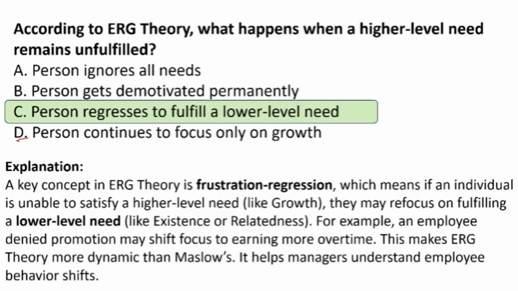A key concept in ERG theory, which you first need to understand, is frustration-regression, which means if an individual is unable to satisfy a higher level need, okay, what is that higher level need? That is growth. They may refocus on fulfilling a lower level need, right? The best example I can tell you: if you cannot do a proper work, if you are not understanding how you need to do or how you can complete this task, go to the basics again, learn basic things again, and then move to the advanced one. That is the kind of thing this theory is explaining.